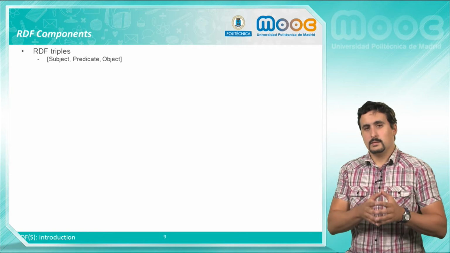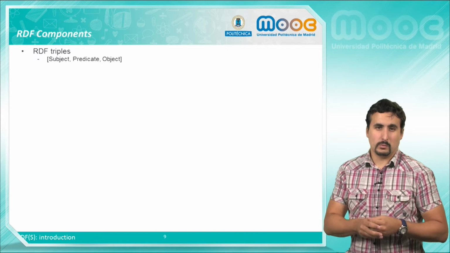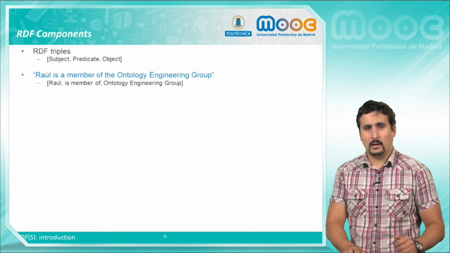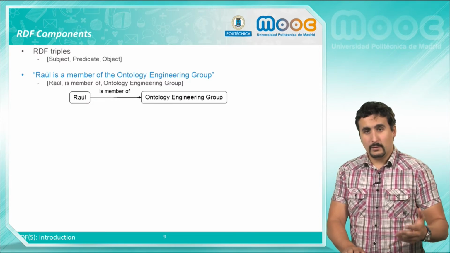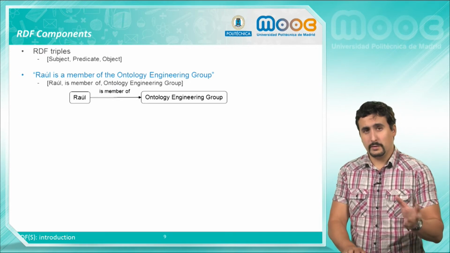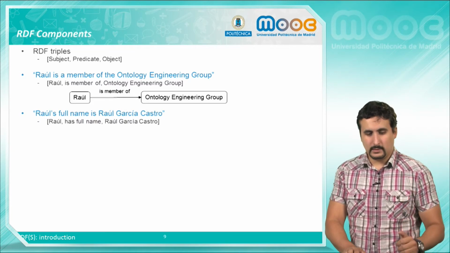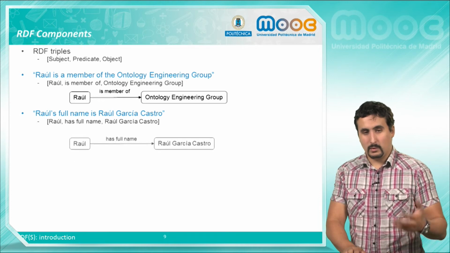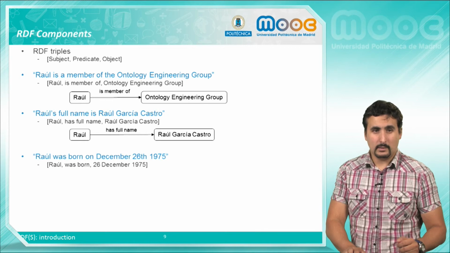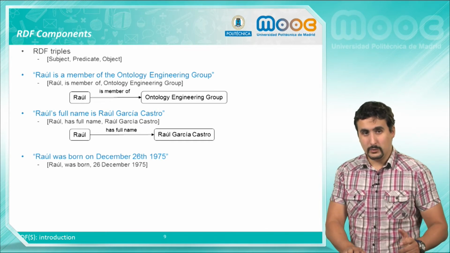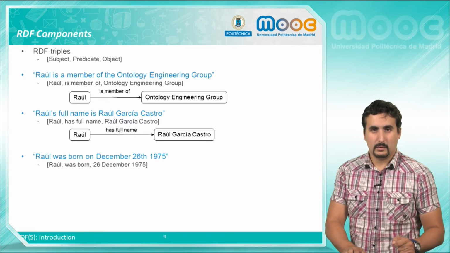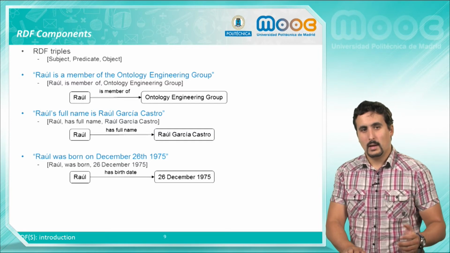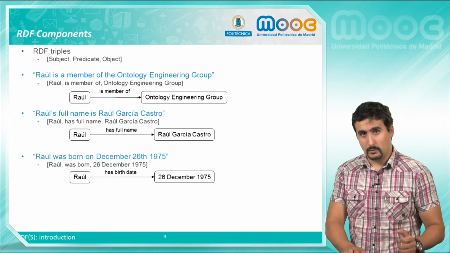We can use simple sentences as an analogy, as an example of statements that can be represented in triples. For example, if we want to say that Raúl is a member of the ontology engineering group, we can identify Raúl as the subject, then is member of, the verb, as the predicate, and finally the ontology engineering group as the object. If we want to specify that Raúl's full name is Raúl García Castro, we can say that Raúl is the subject as well, has full name is the predicate, and Raúl García Castro is, in this case, a literal, a value. We can specify as well that Raúl was born on December 26, 1975, where again Raúl is the subject of the triple, has birth date is the predicate, and the corresponding date is the object.